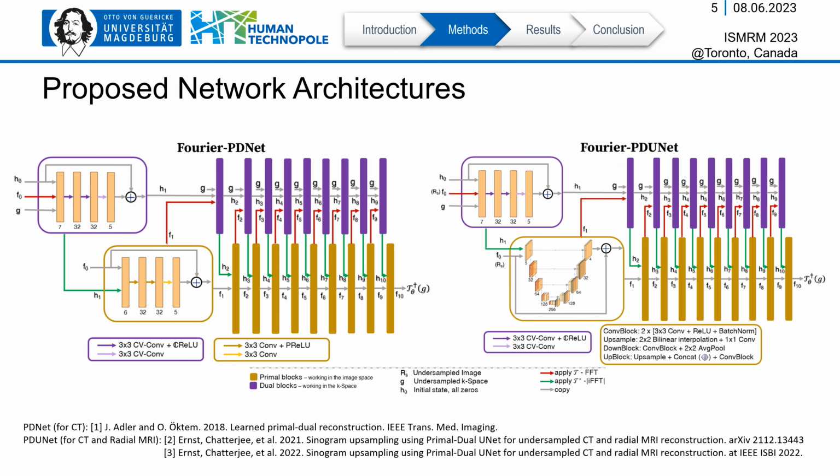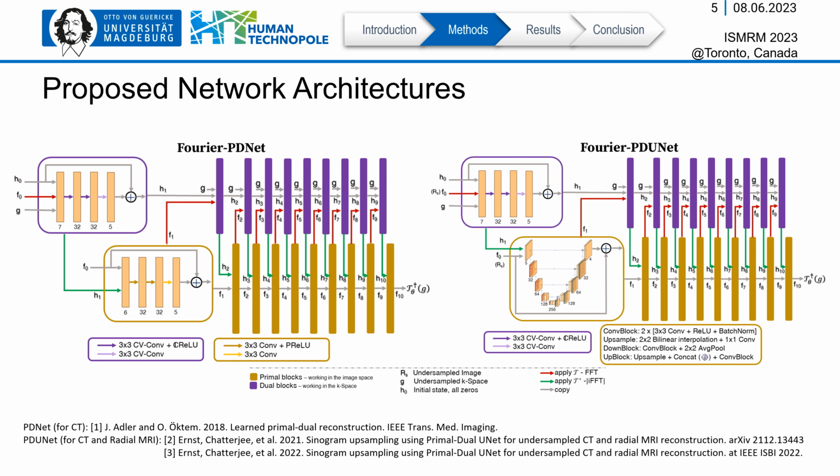We have proposed two different network architectures here, Fourier-PD and Fourier-PDUNet. The Fourier-PD is a modified version of the Primal-Dual model proposed by Adler and Öktem for computed tomography reconstruction, while the Fourier-PDUNet is proposed by modifying the PDUNet model that was originally proposed for computed tomography and radial MRI reconstruction. We have employed the fast Fourier transform and the inverse fast Fourier transform instead of radon and inverse radon transforms applied in those previously proposed models.